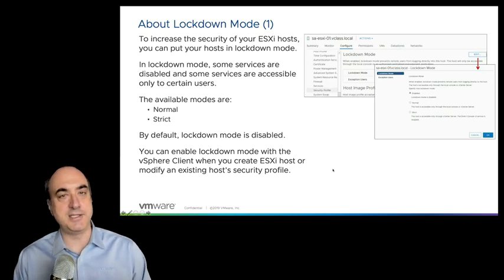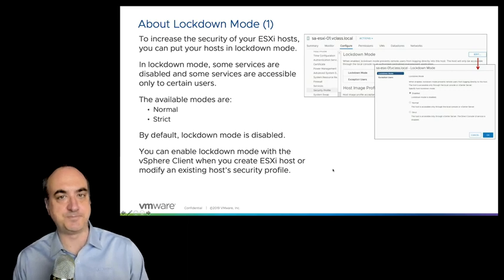It is disabled by default anyway, right? Lockdown mode isn't enabled and we can access the host through any means. Now, of course, you need to ensure: are the SSH services enabled? Is the local shell service enabled? If it's enabled, you have to justify why that's enabled. You can turn them off as a best practice.